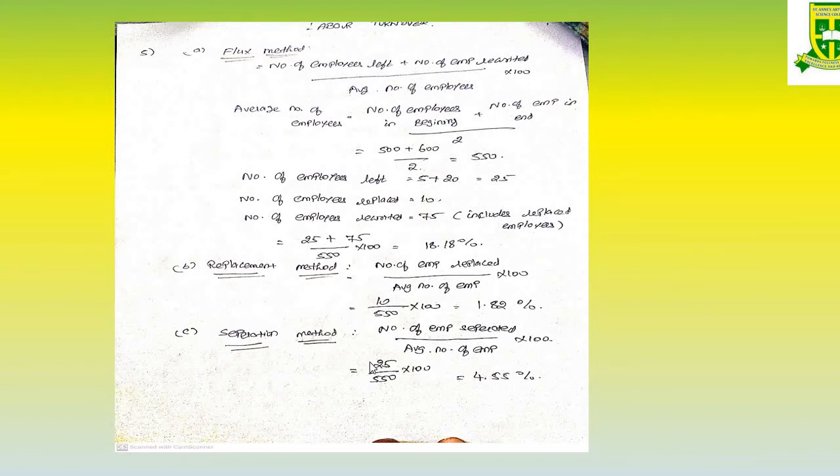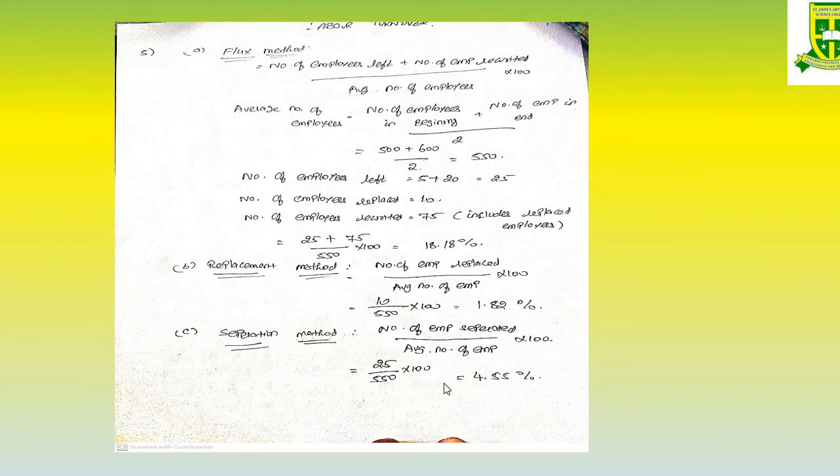The last method is the separation method. Number of employees separated divided by average number of employees, into 100. How many people have left? Separated means left the organization. Here we have to include both; they may have gone on their own or the company may have discharged them. So 5 plus 20, 25.